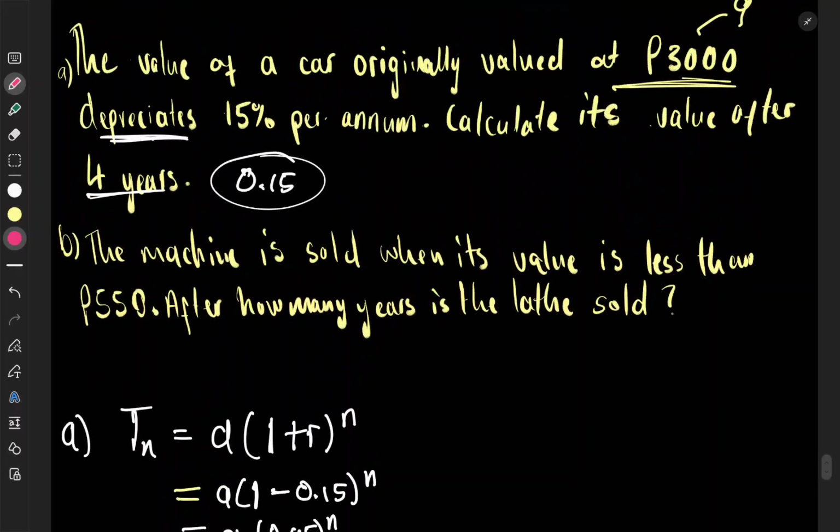Let's see what part B says. Part B says the machine is sold out when its value. Okay, so I'll do part B in the next one. Let's stop this one here now.